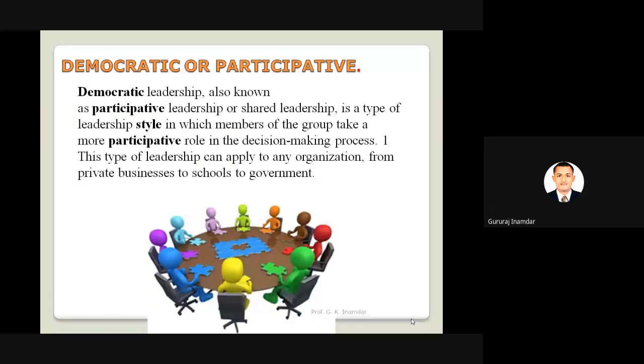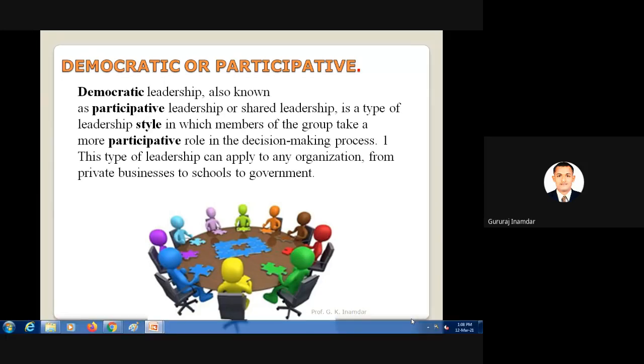Now, what is our role in the democratic or participative leadership style? How can we change our leadership style? Whenever you become a manager in any industry, you have to think about this. When I am a better manager, my work style will be democratic. So what factors are there, what advantages and disadvantages? We have to consider that.